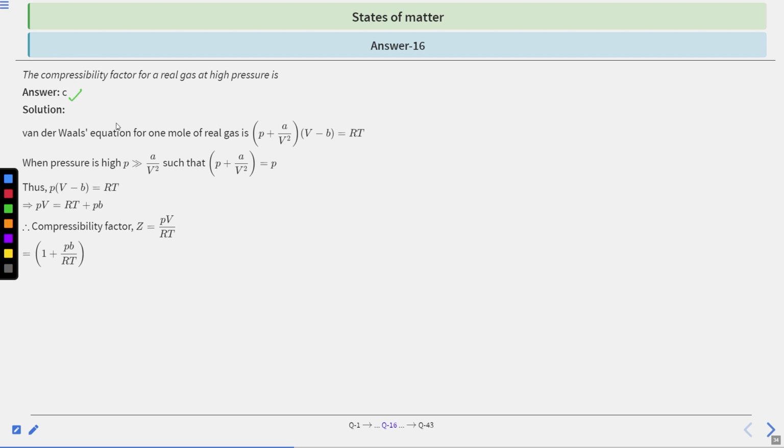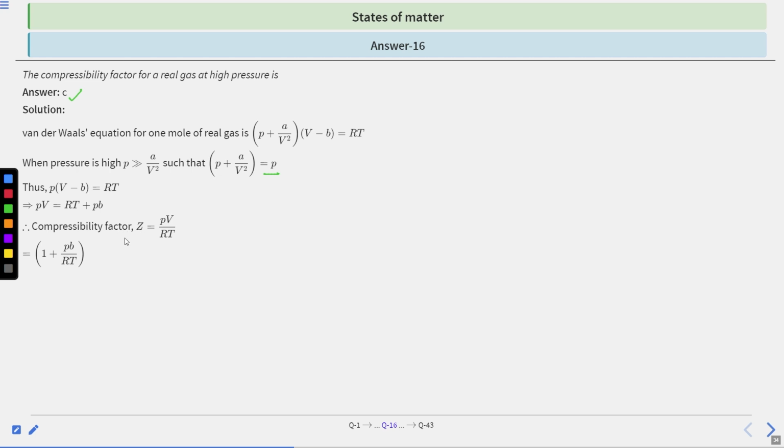The van der Waals equation for 1 mole of real gas is (P plus a by V squared) multiplied by (V minus b) equals RT. So when pressure is high, as given in the question, P is much greater than a by V squared. So we can neglect a by V squared as compared to P. So P plus a by V squared will become P only. Thus, the equation will become P(V minus b) equals RT. On multiplying P into the bracket, we get PV equals RT plus Pb.